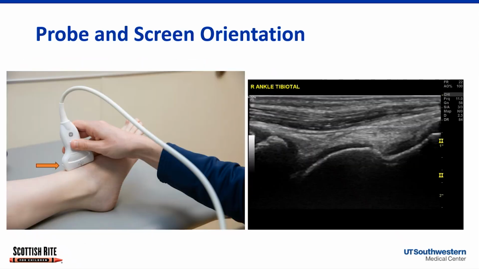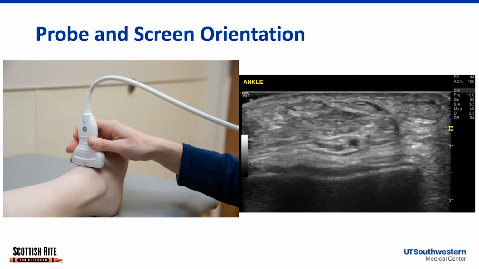So here we're holding a probe over the ankle. You see the arrow there pointing to the notch. So look at the ultrasound image. The left side of the screen is what orientation on the patient? It's going to be proximal, right? If I had that probe flipped around, then it would be distal. So the left side of the screen is proximal.